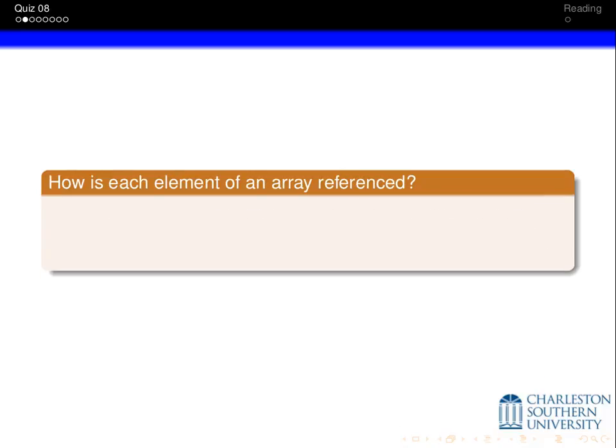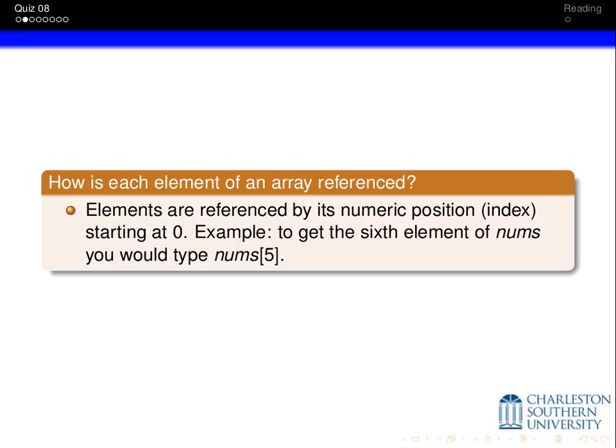How is each element of an array referenced? The index. Okay, great. Remember, we start at 0. Don't ever try starting at 1. You'll be sad. So if you want to get the 6th element, it's sub 5.